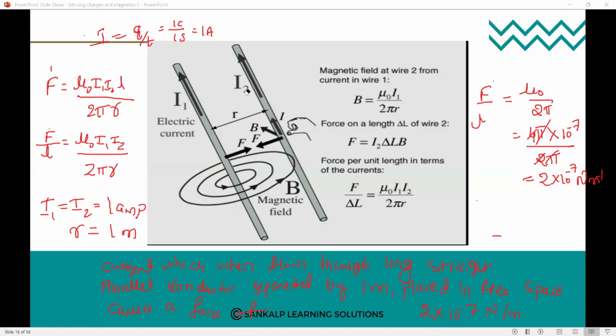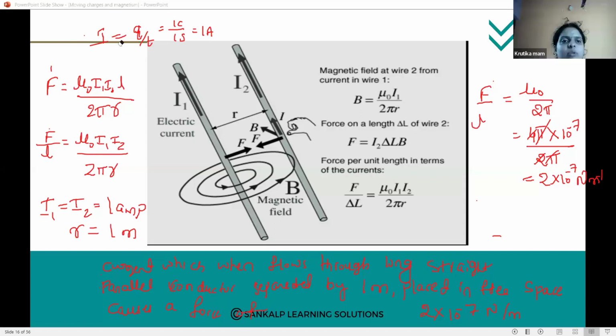Yes. So if they are asking to define 1 ampere anywhere, you need to write this definition from now onwards. Whatever the 1 coulomb per second is, that is the school definition. From here, we are defining 1 ampere based on the force, that is 2 into 10 raised to minus 7 Newton per meter.